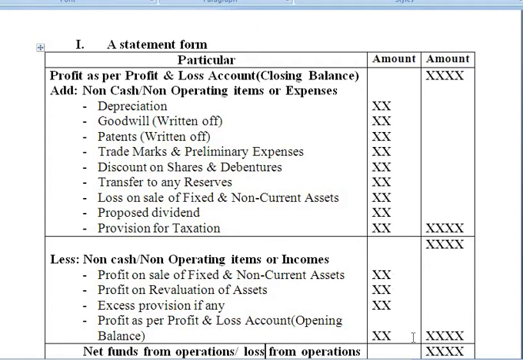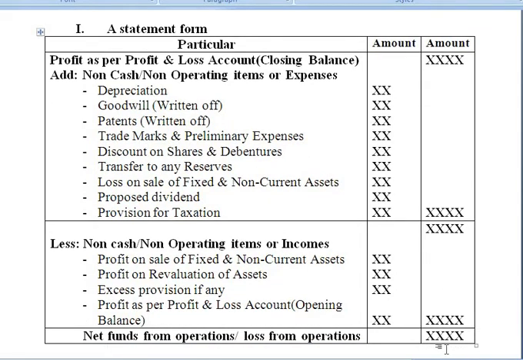Make the total of the inner column, take it in the outer column, and from this total you deduct all the non-cash incomes or non-operating incomes. Whatever balance remains is called funds from operations if it is a positive balance. If it is negative, it is called loss from operations. Okay, so this is the format of preparation of funds from operations.